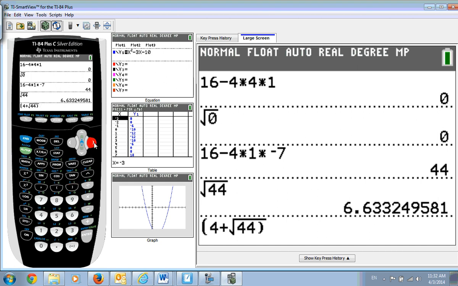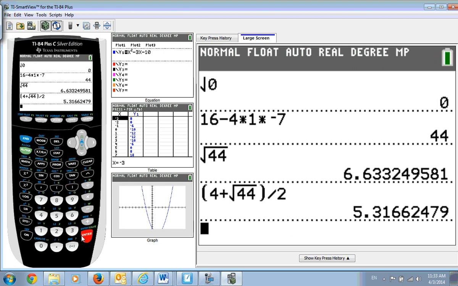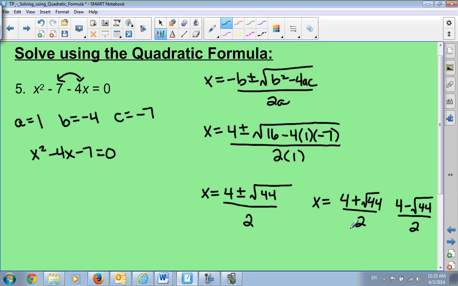Okay, I'm starting over. There we go. See how my parenthesis is on the outside of my square root sign? If you want to get out from underneath the radical, you have to arrow to the right and get out from underneath it. And then we're going to divide by 2, right? There you go. 5.32. Let's do 5, because that 6 is going to round that 1 up to a 2. Okay, so one of our answers is 5.32.